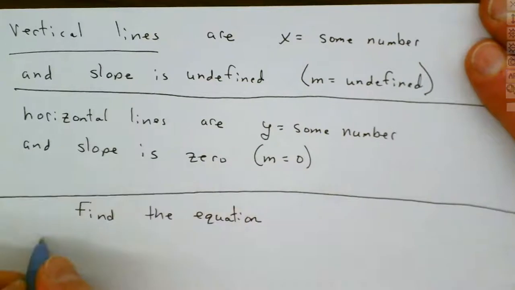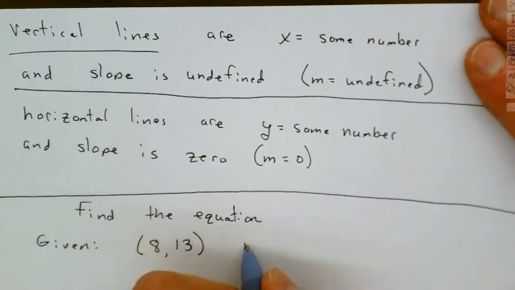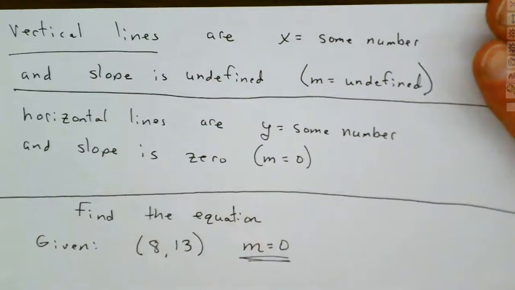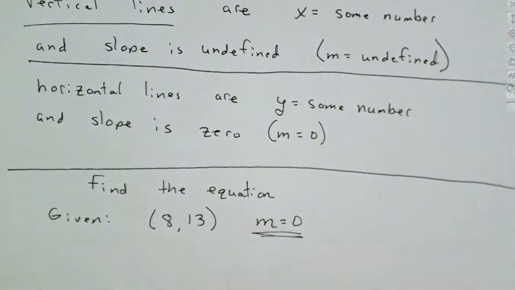And let's say you're given the point (8, 13), and m equals 0. Okay, so I want you to find the equation when you're given the point (8, 13), and your slope is 0.